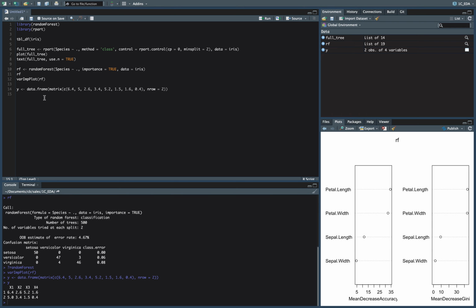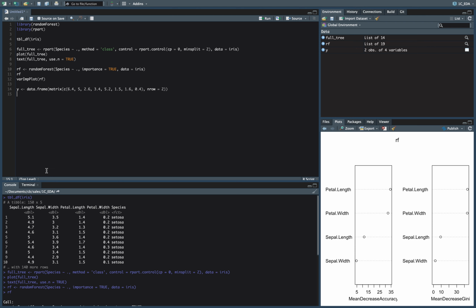To be able to predict these, we need column names. So we want these to be the same column names that we had above. So let's say colnames of y, and into those, we're going to put sepal.length, sepal.width, petal.length, and petal.width. Again, these need to be the same exact names that you have on your data that you put into your randomForest model.